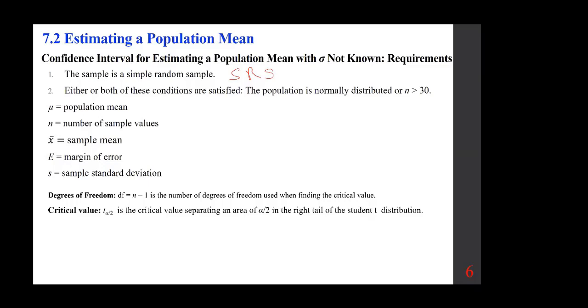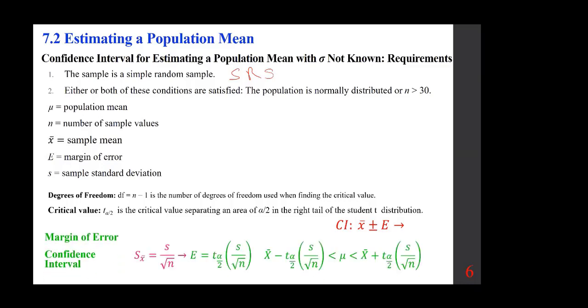Critical value: instead of z alpha over 2, we use t alpha over 2 when sigma is missing, separating an area of alpha over 2 in each tail, right and left. That is to use the student t distribution, or simply put, the t distribution. Now again, x bar plus minus e, that is the formula that is used. And the margin of error, notice this one is very close.